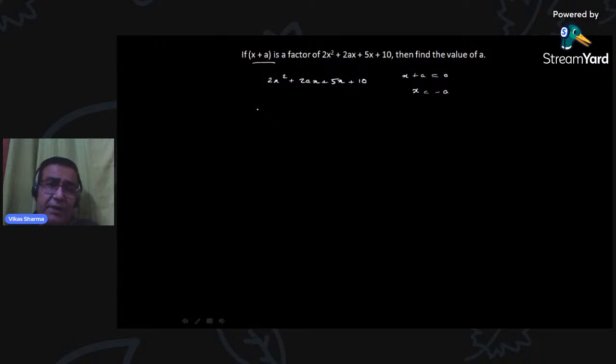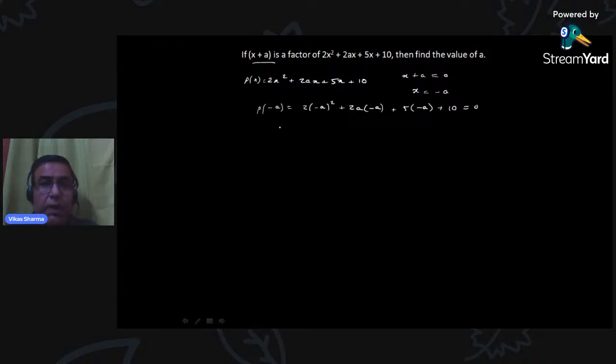And using the remainder theorem, we know that p of minus a. So if this is equal to p of x, we'll find p of minus a. So in this case, wherever an x comes, we are going to replace it with minus a. So 2 times minus a whole square plus 2a times minus a plus 5 times minus a plus 10. That should be equal to 0, because the remainder we know is 0, because x plus a is a factor.